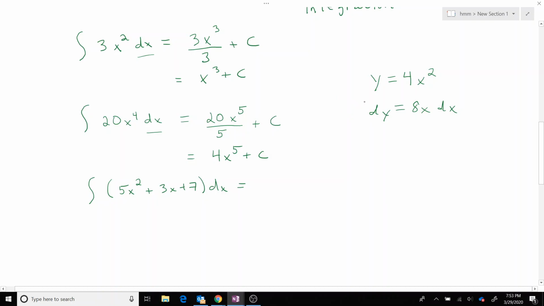And we're not going to do this yet, but ultimately, guys, what I'm going to be asking you to do is whenever we integrate, we have to integrate on both sides of the equation. And when we do that, what we're going to end up with in this case would be y equals 4x squared.